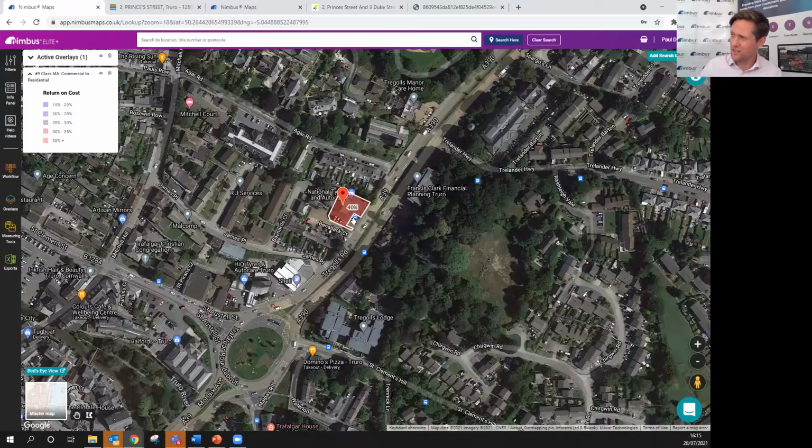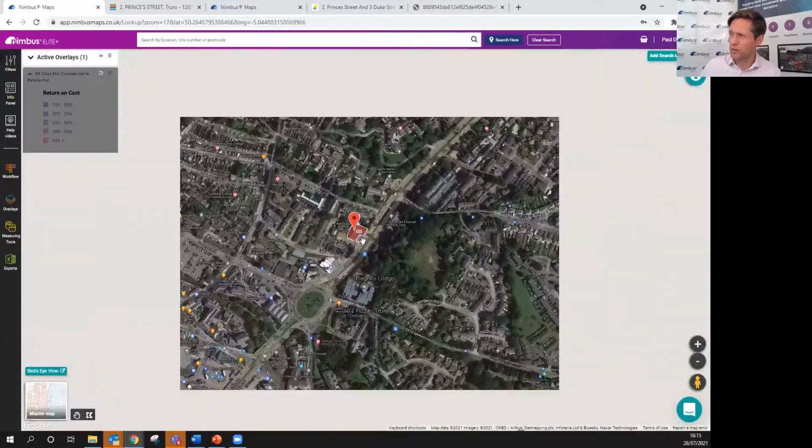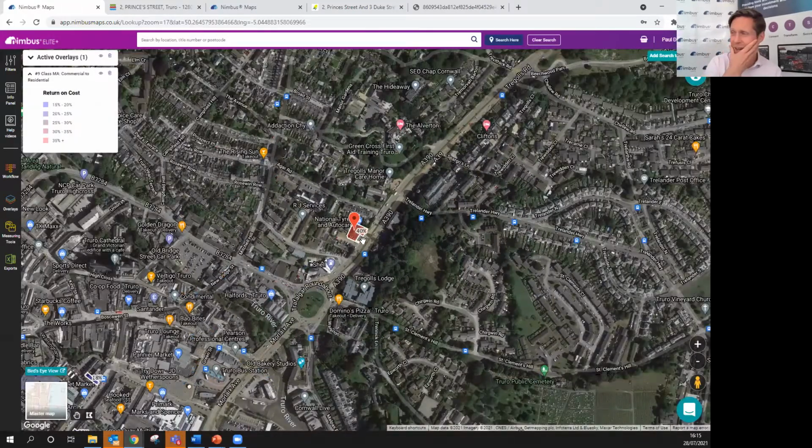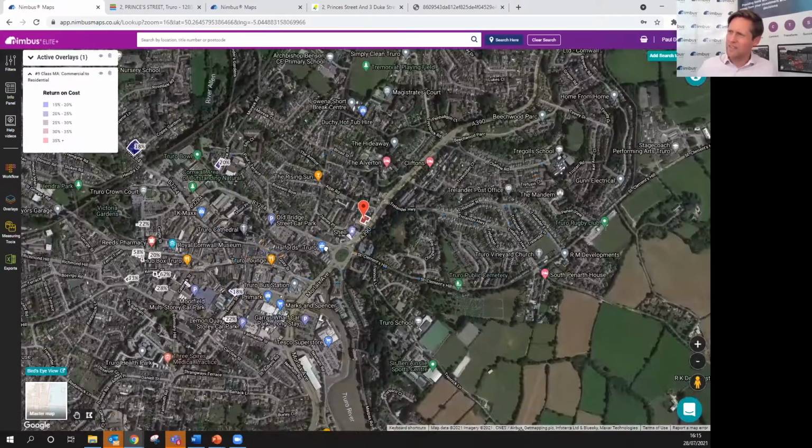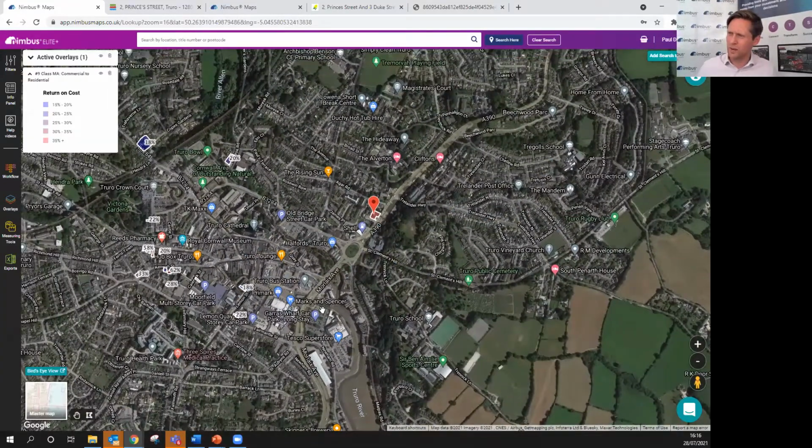It's pretty well connected, isn't it? You know, the bus stop outside the front there. It's pretty high profile. The signboard on the outside is going to get seen quite a lot, isn't it, by the road out there. So I think there are probably some easier wins really around Truro.